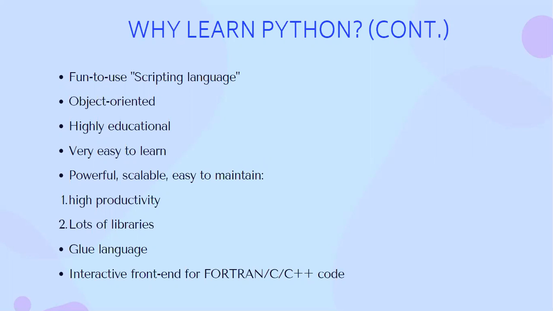A glue language is basically, when we talk about software development or application development, an application consists of many languages. Basically you cannot develop an application with a single language. So you have attached languages or associated languages which you take help from. So that is why Python is a glue language.